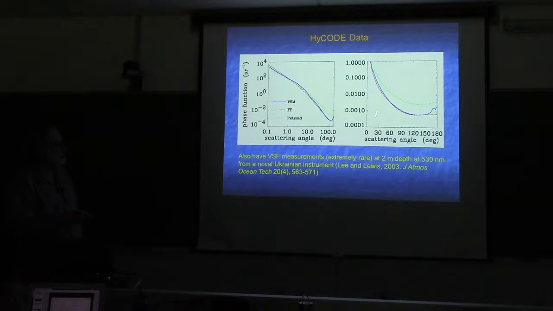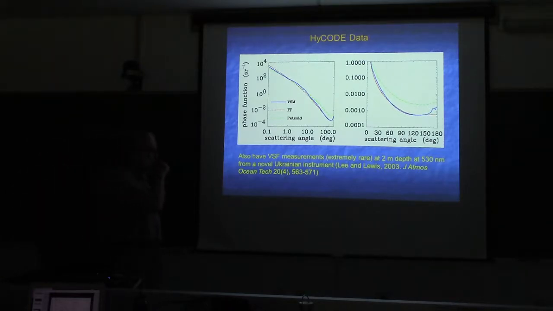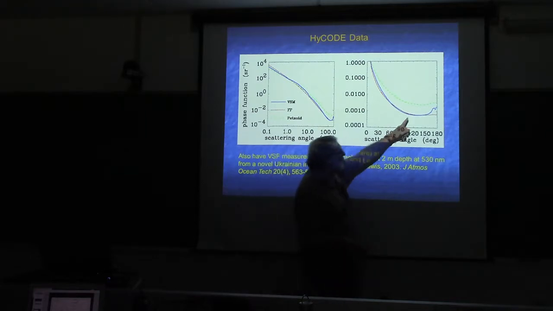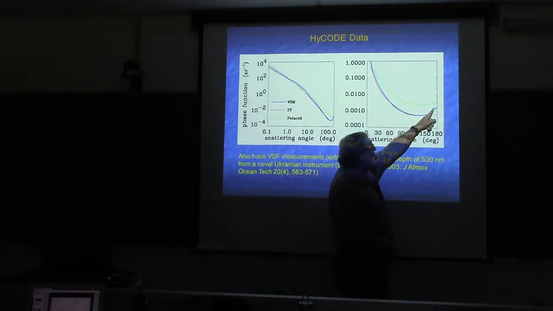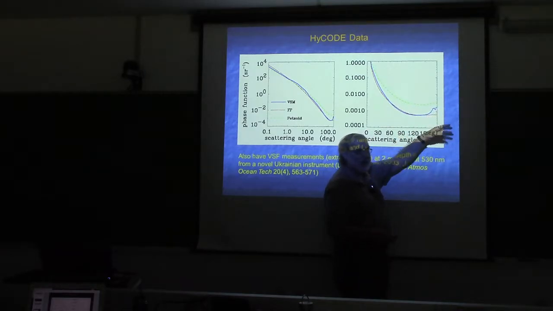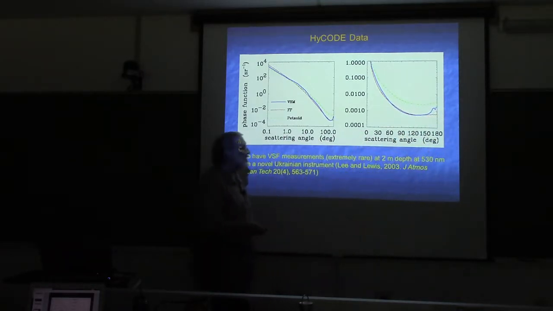Here's the same thing plotted on a log linear axis. And you see Petzold is much higher in backscatter fraction than the measured or the corresponding Fournier-Forand. And the rise here is probably at least partially real, and then there's some funky little bumps here that are probably some kind of instrument artifact.